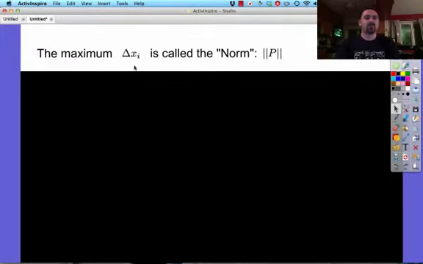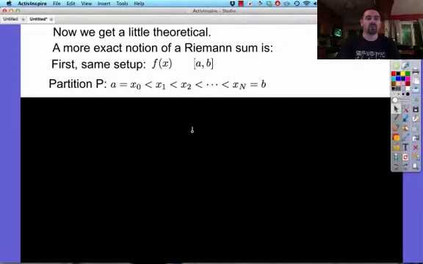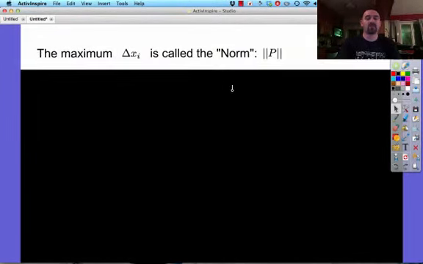The maximum of these, so there's going to be at least one interval that has the biggest size. The biggest size interval is called the norm, and we denote that it's the norm of the partition, that's P. So there's multiple different partitions possibly. So if we partition the interval this way, okay, then the biggest interval we call the norm of P, and these double bars mean norm, okay, or size of, okay. So the biggest interval in that way we chopped it up is the norm of P.